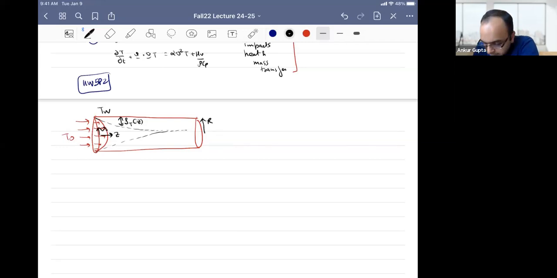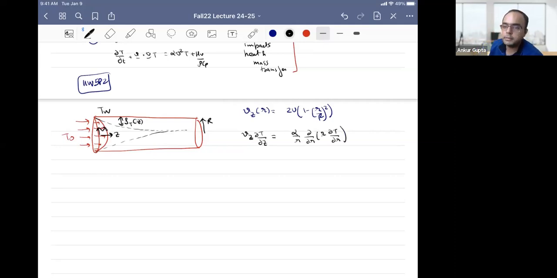Remember that when we are trying to write the transport equation, the velocity profile we knew from earlier. And then we had the equation that Vz del T by del z is alpha by r. Okay.